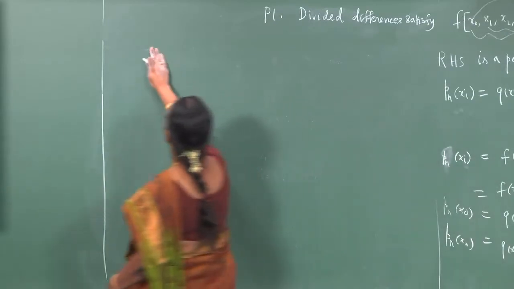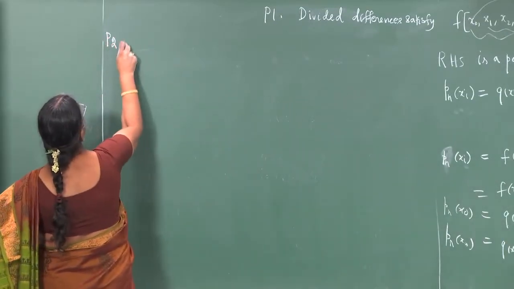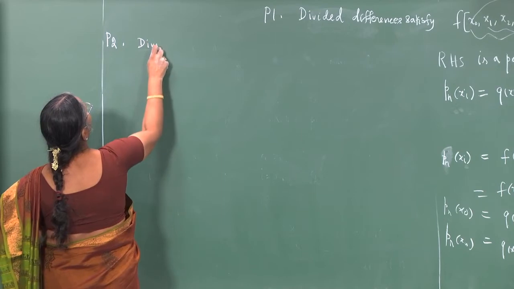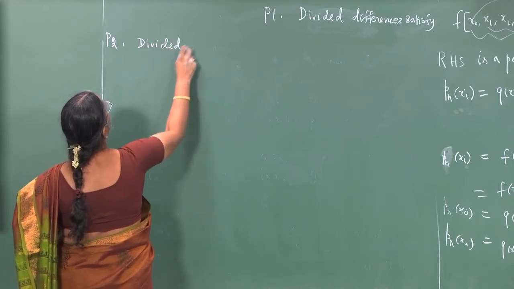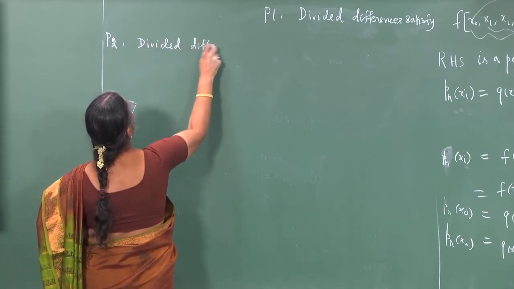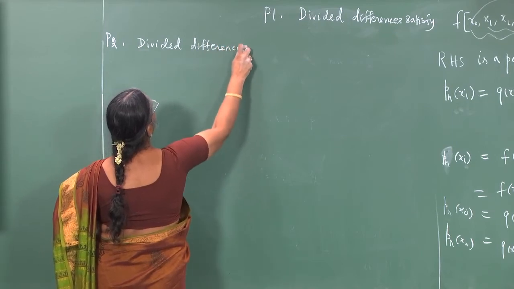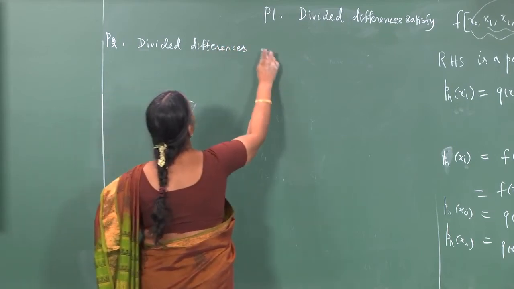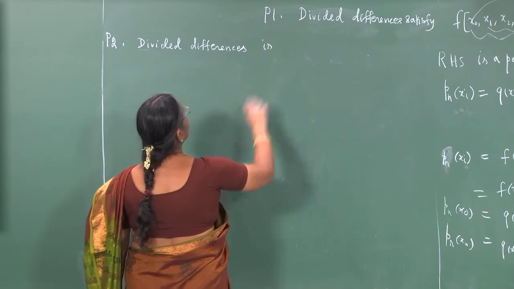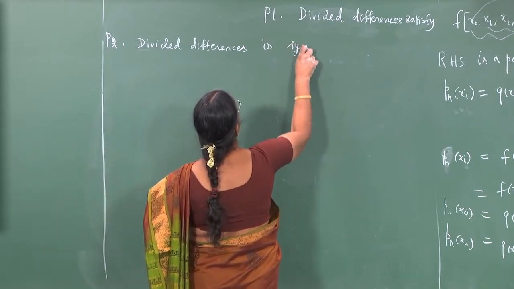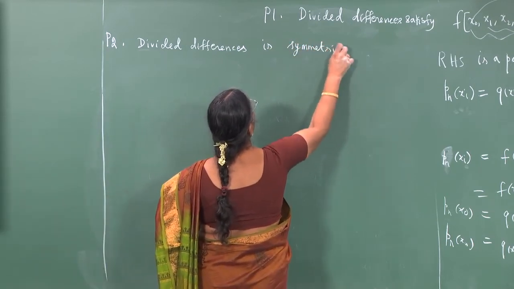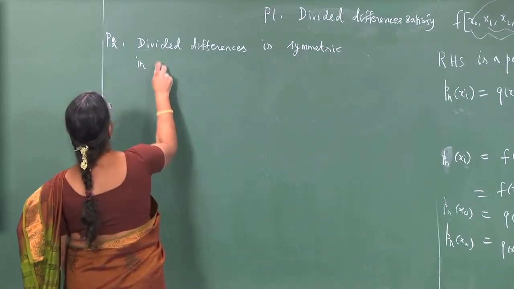Let us now prove the second property, namely divided difference is symmetric in its arguments.